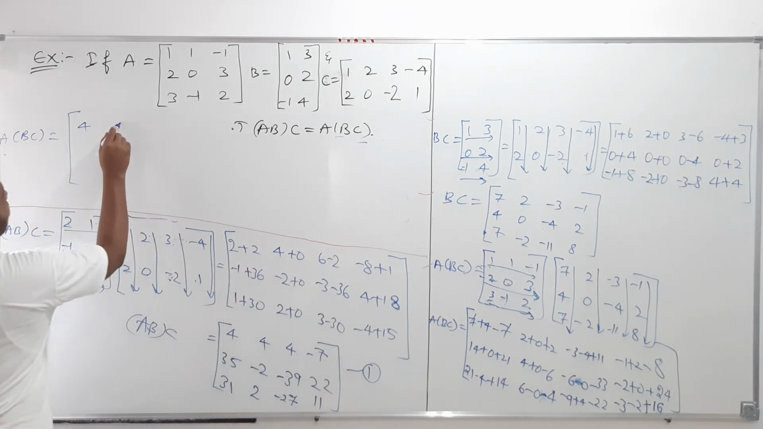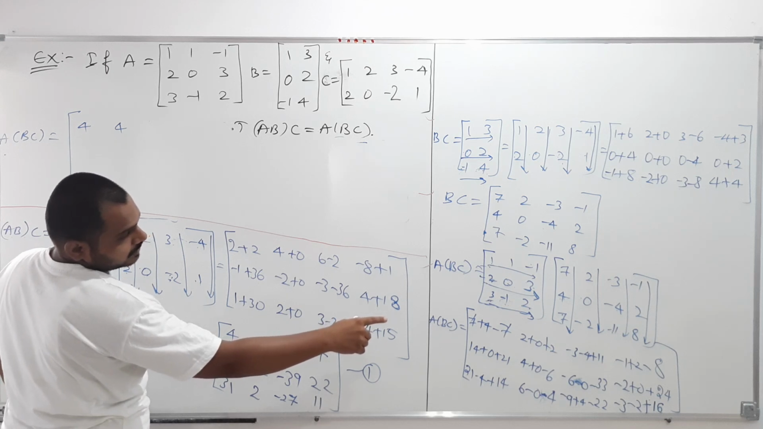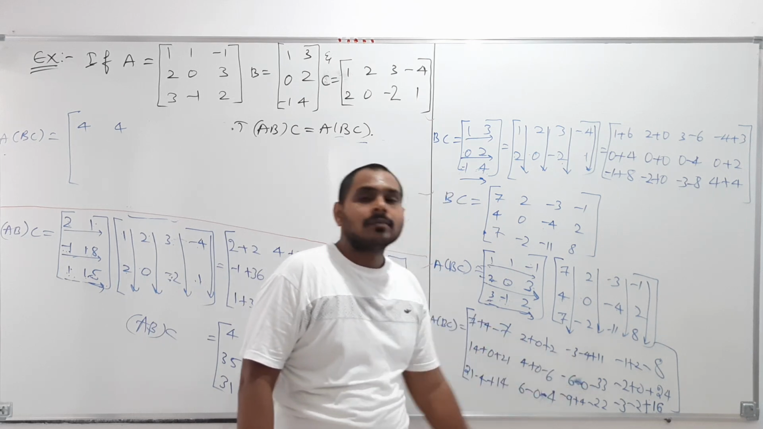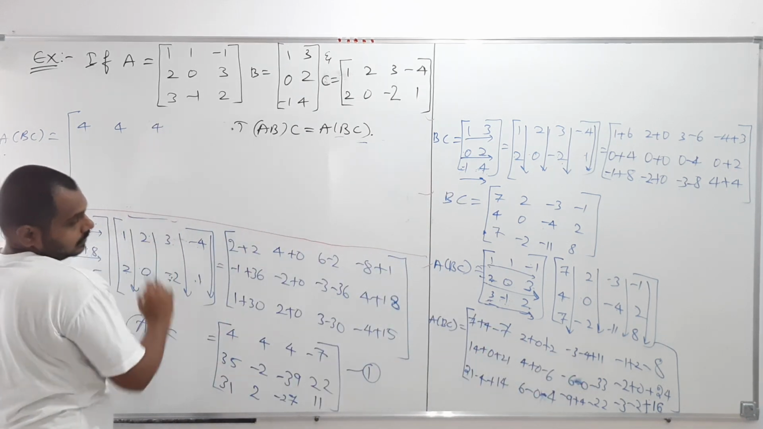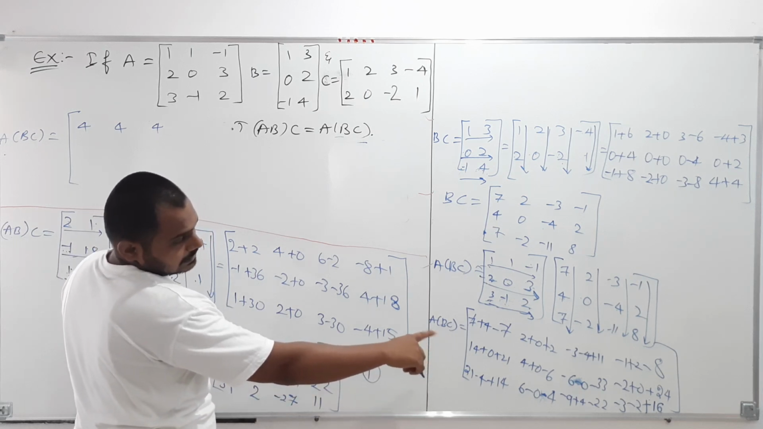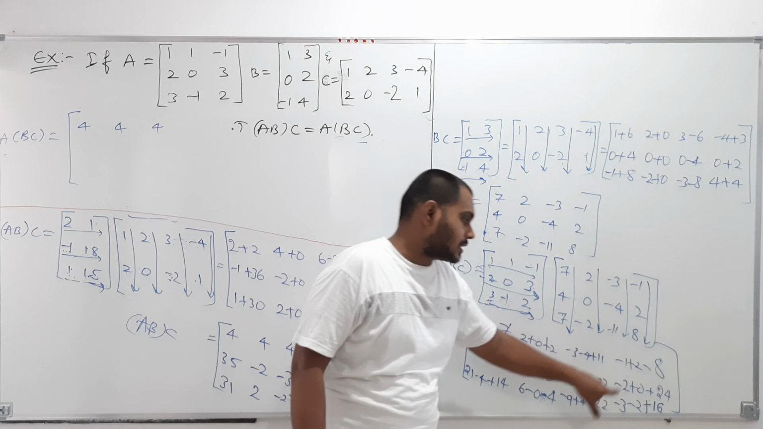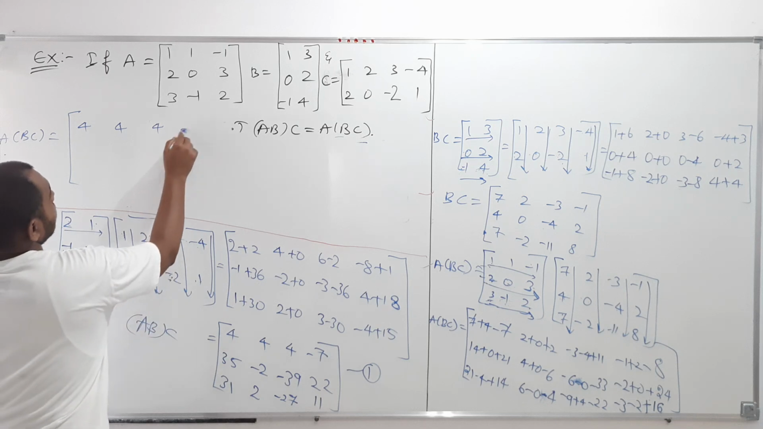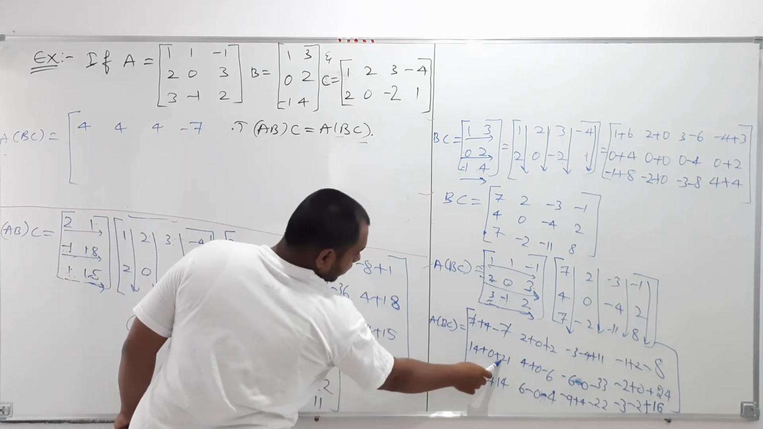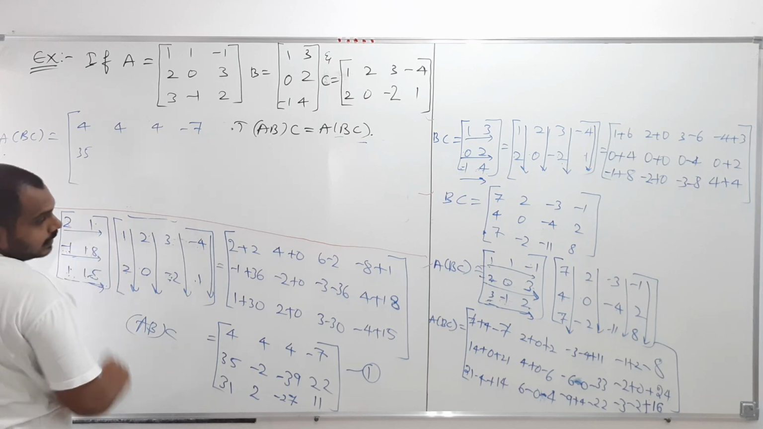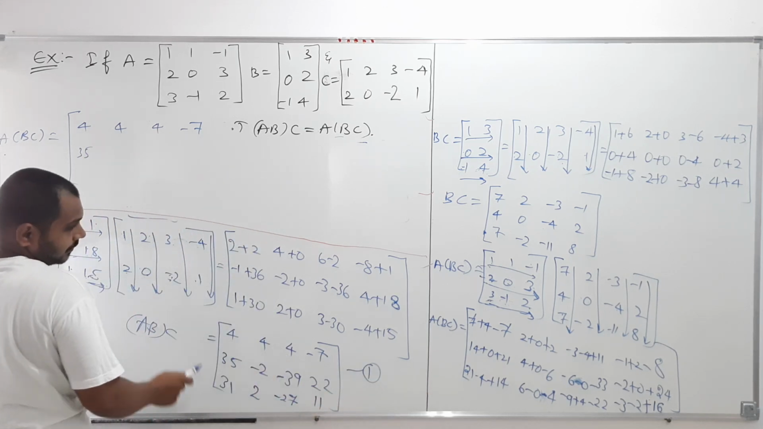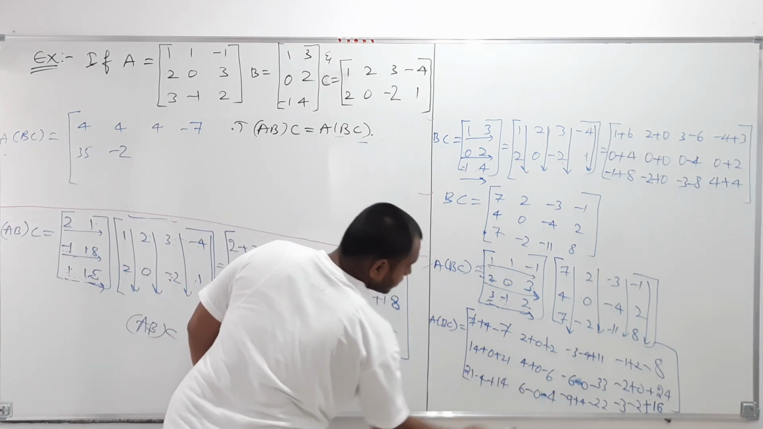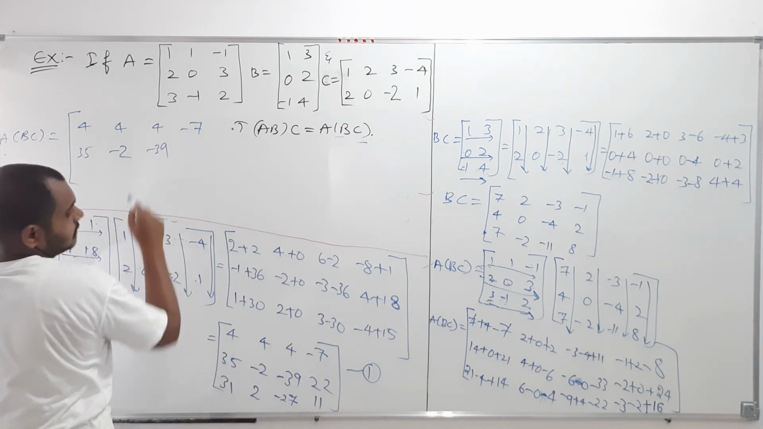Next, 2 plus 2 is 4. Next, minus 3, minus 4, minus 7 plus 11 is 4. Next, 2, minus 8 minus 1 is minus 9, minus 9 plus 2 is minus 7. And next, my dear students, 14 plus 21 is 35. 4 plus 1 is 5, 2 plus 1 is 3. Next, minus 6 plus 4 is minus 2, and minus 6 minus 33 is minus 39.